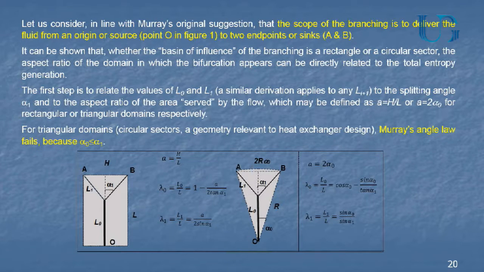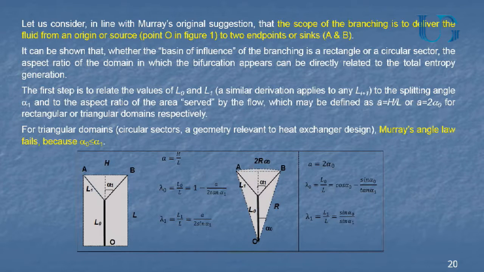It tells us also another thing. If you look at the triangular shape, obviously, if alpha 0 is this angle and alpha 1 is this angle, alpha 1 is always larger than alpha 0.